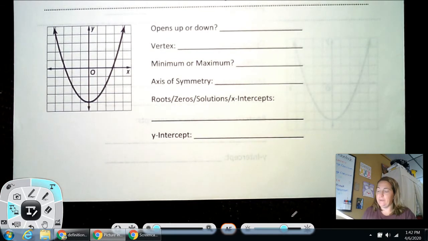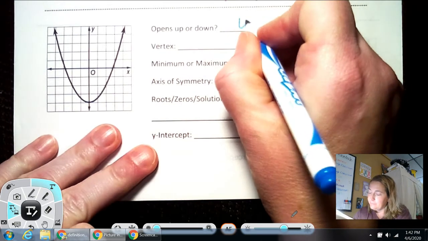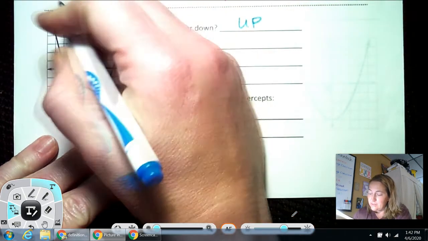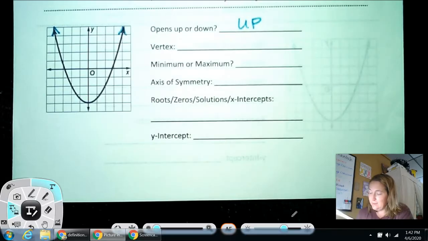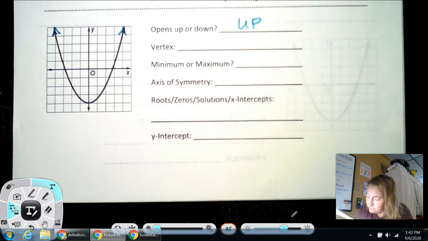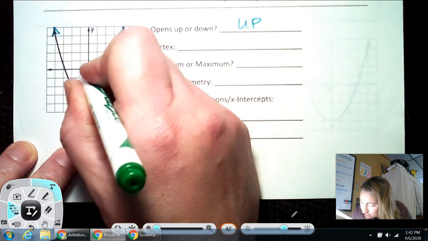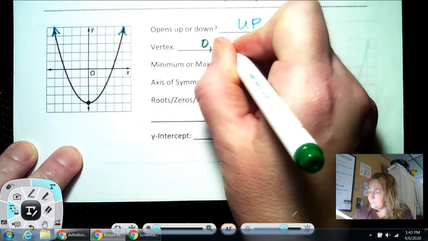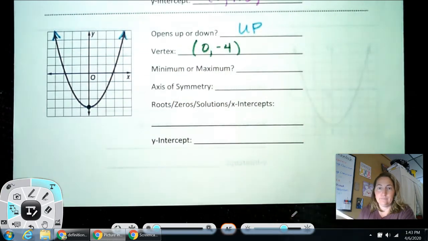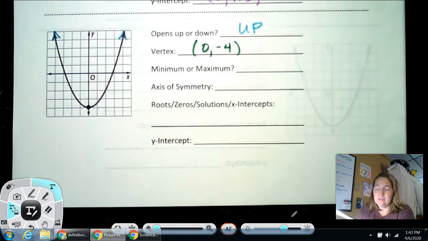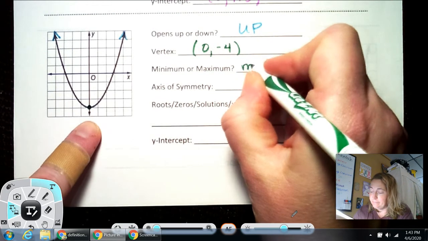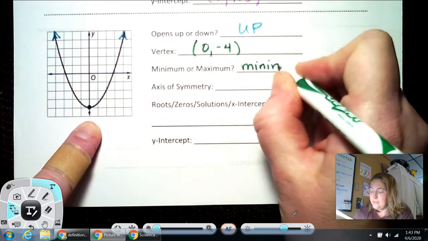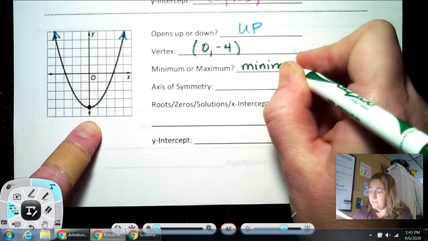All right, this parabola opens up because that's the direction that my arrows are pointing. It has a vertex right here at 0, -4. Okay. This vertex is a minimum because it is the lowest point on the graph.